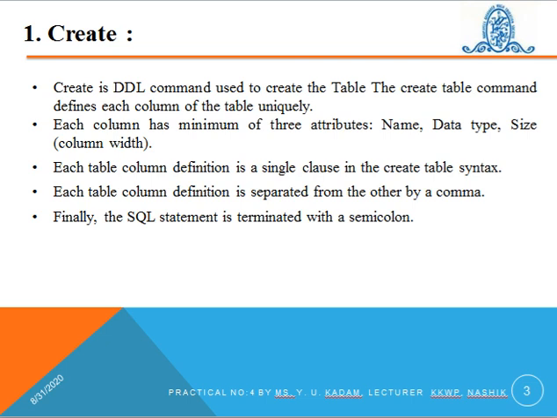So first, create. Create is a DDL command used to create a table. The create table command defines each column of the table uniquely. Each column has a minimum of 3 attributes: name, data type and its size. Each table column definition is a single clause in a create table syntax. Each table column definition is separated from the other by using a comma. And finally, we have to use a semicolon to close a command.